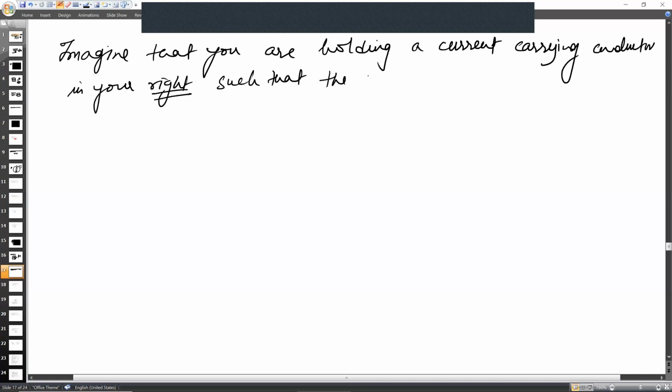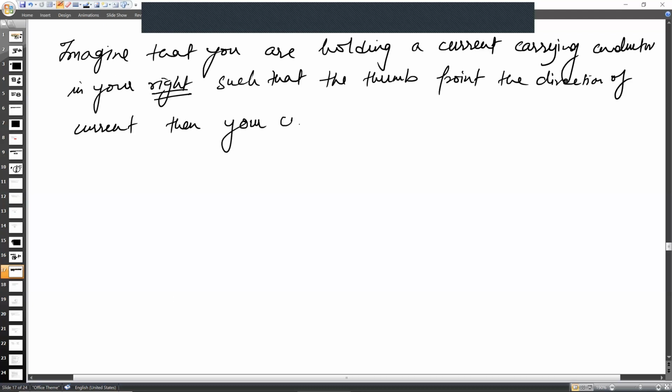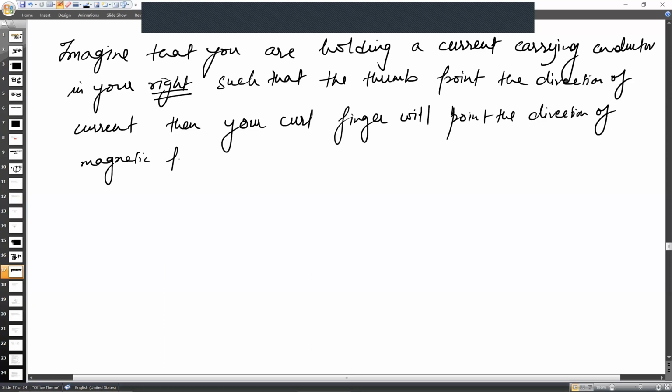Imagine that you are holding a current carrying conductor in your right hand such that the thumb points in the direction of current, then your curled fingers will point in the direction of magnetic field lines. Okay, magnetic field lines. Note it down, please. This is the right hand thumb rule. Note it down fast.